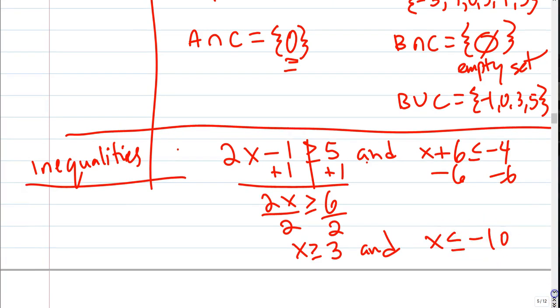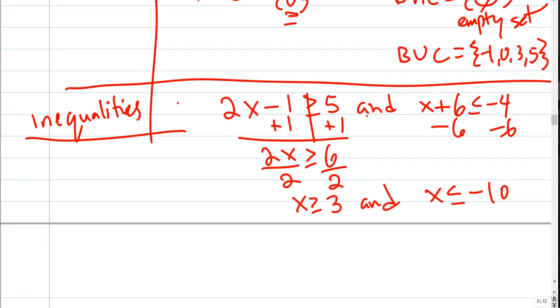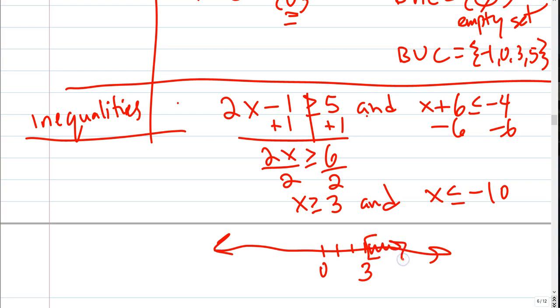Well, what does this look like? Well, I am looking for numbers that are greater than or equal to 3. So here's 0, 1, 2, 3. Greater than or equal to 3 is a bracket shaded to the right. Less than or equal to negative 10 would be way over here. Less than or equal to would be a bracket also shaded to the left here, okay?